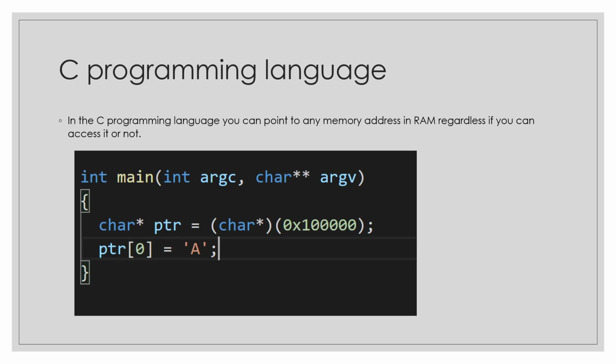So as you must be aware, the C programming language allows you to point at any address in memory, regardless of whether you can access it or not. This code will compile absolutely fine. If I try to run it, obviously the program will crash. However, when writing a kernel, this code will not crash, because no restriction has been put in place.